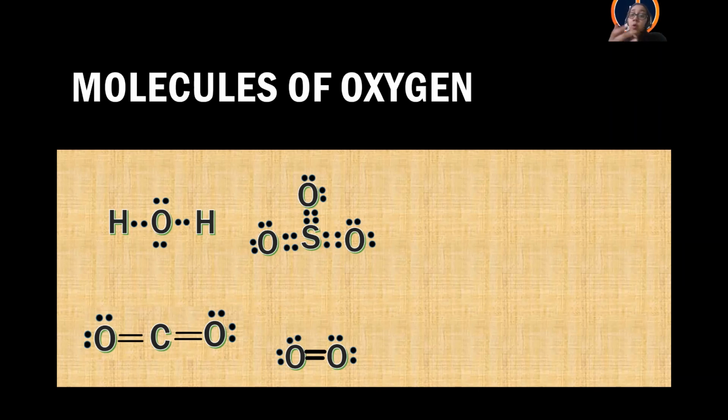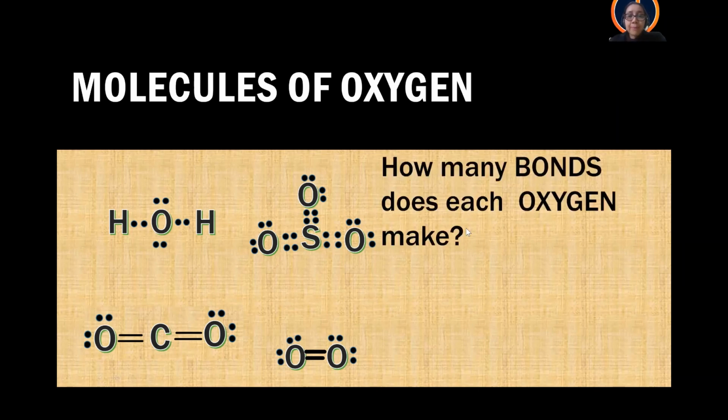Just like fluorine, oxygen also develops some pattern. Now, can you guess how many bonds each oxygen makes? Please notice these molecules of oxygen very carefully. This is water, H2O. And this is carbon dioxide. This is sulfur trioxide. And this is the simple oxygen molecule, O2.